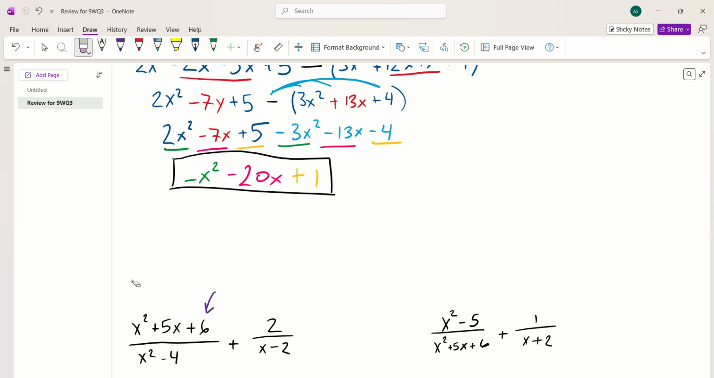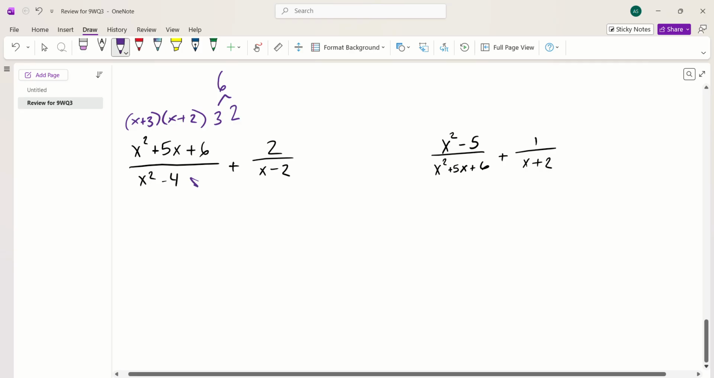So I'm going to look at this and I see it has an x squared. That's a good clue that it might be able to be factored. And sure enough, if I think what multiplies to 6 that adds to 5, I can factor it with x plus 3 and x plus 2.